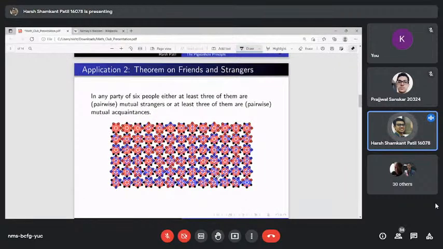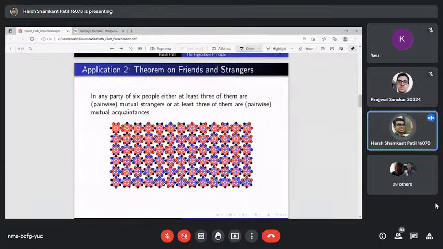So let's say in a party you have 6 people, and if you pick any pair of them, then they either know each other or they don't know each other. They're either friends or they're strangers to each other. Okay, so we are not allowing the possibility that person A knows person B, but B doesn't know A.